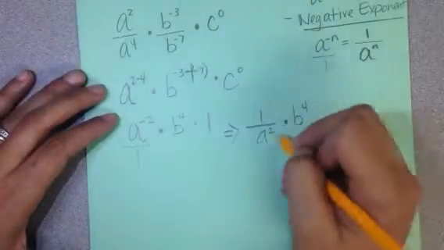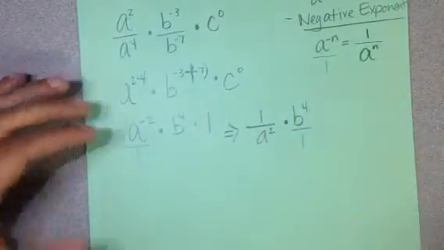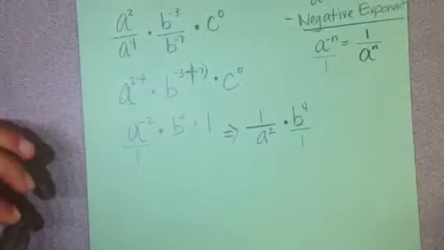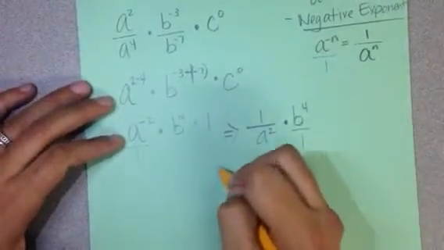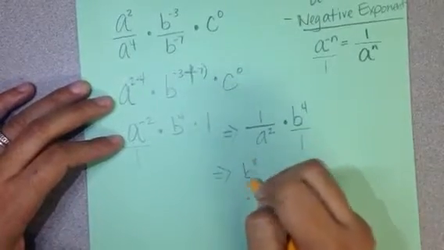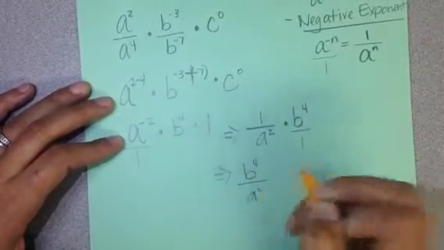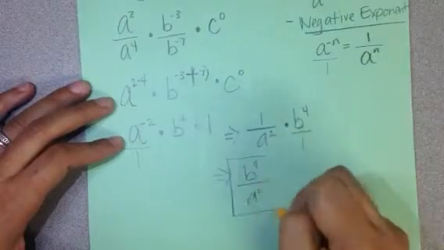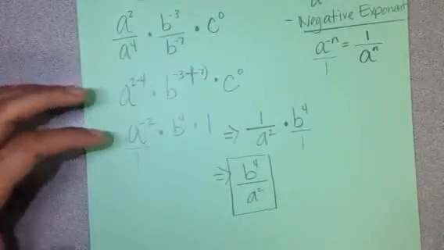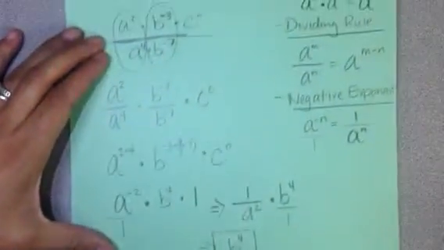Then we can multiply these together. Anything by itself is always over 1. You multiply straight across. So you get b to the 4th over a squared, and this is the most simplified version of our beginning problem.